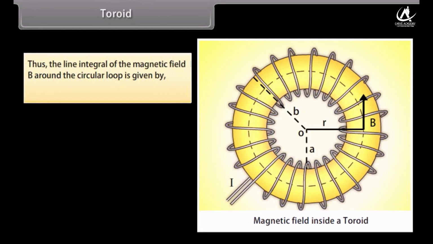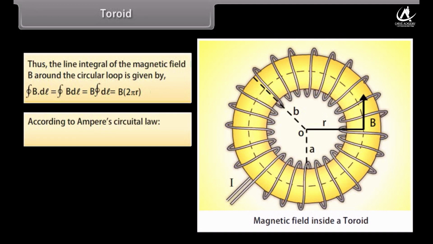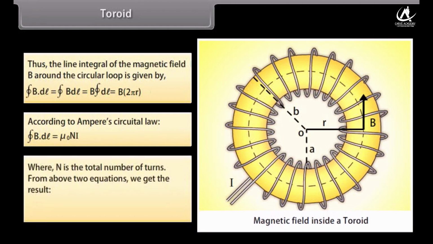Thus, the line integral of the magnetic field B around the circular loop is given by the product of B and 2 pi r. According to Ampere's circuital law, closed integral of B dot dl is equal to mu naught NI, where N is the total number of turns. From above two equations, we get the result B is equal to mu naught NI divided by 2 pi r.